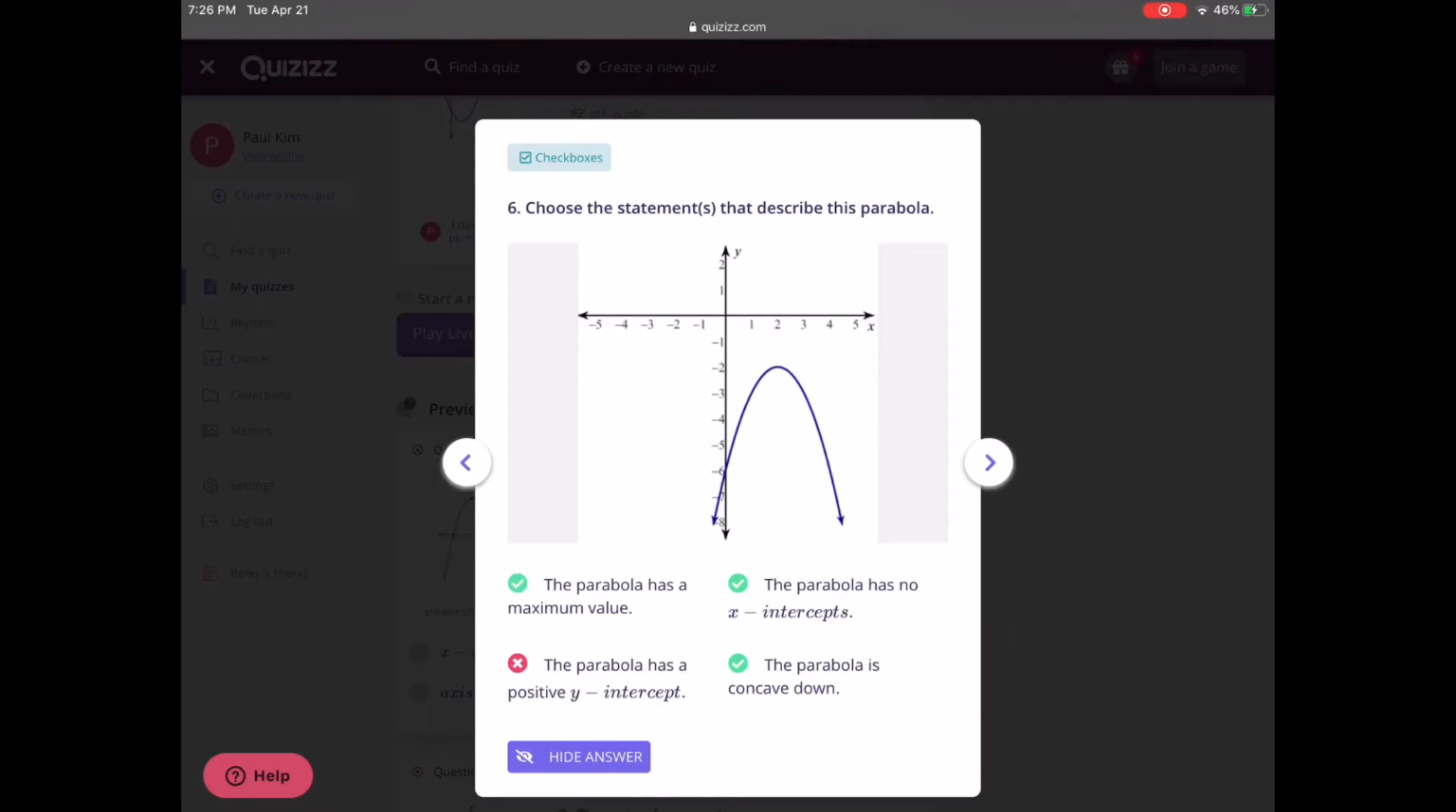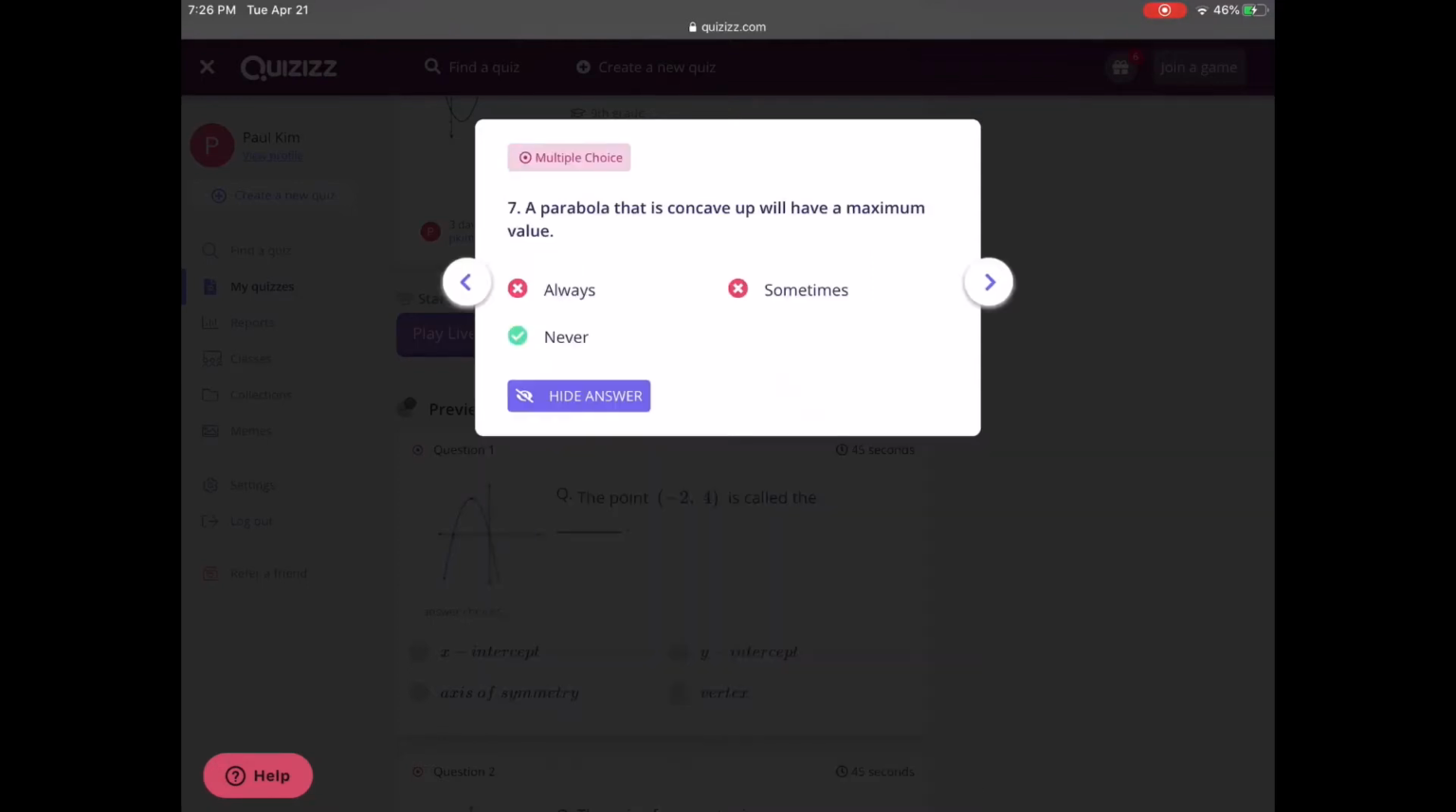For number 6, choose the statements that describe this parabola. The parabola has a maximum value, right? The vertex is the highest point in this case, so you do have a maximum value. The parabola has no x-intercepts, that's correct, right? It never crosses the x-axis. The parabola is concave down. If you remember, a frown is concave down. Think of a smile as concave up.